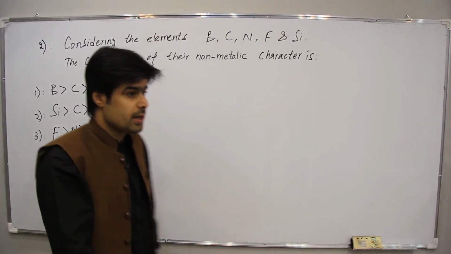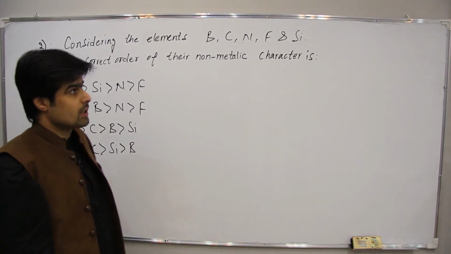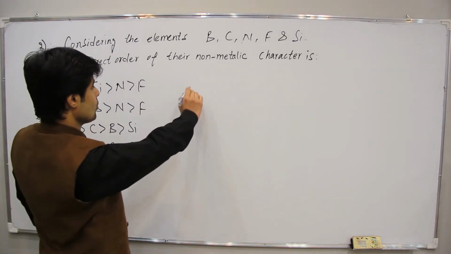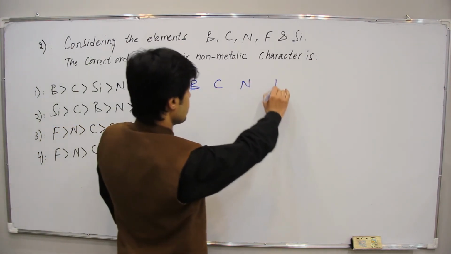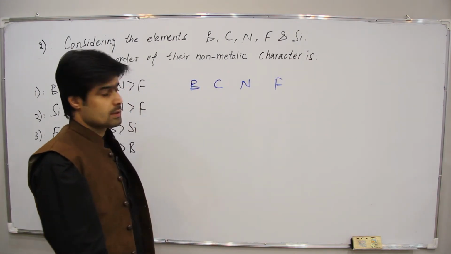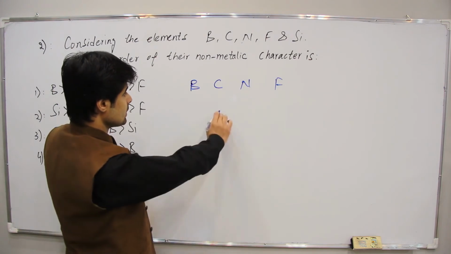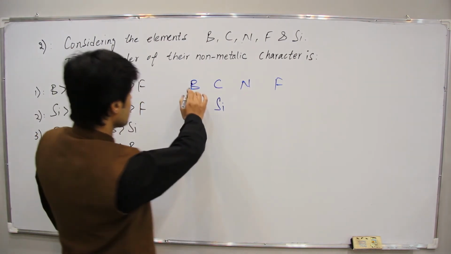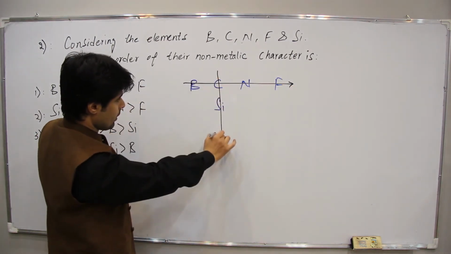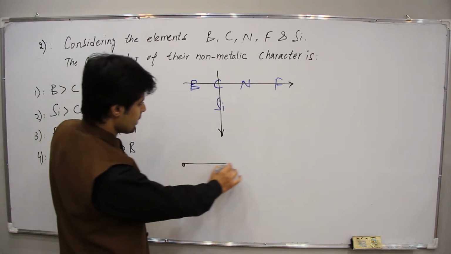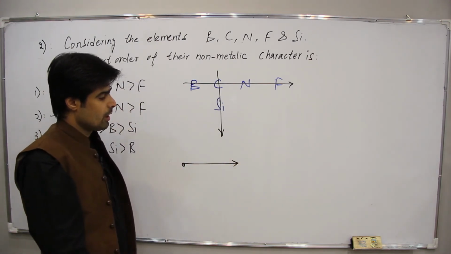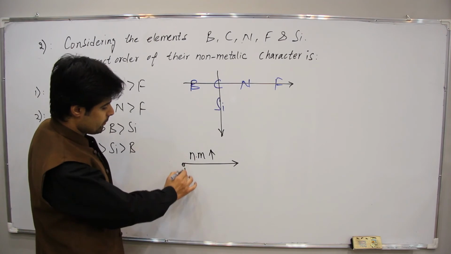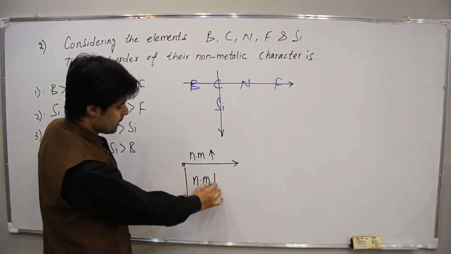Question number 2. Considering the elements boron, carbon, nitrogen, fluorine and silicon, the correct order of their non-metallic character is. I think boron, carbon, nitrogen and fluorine are in the second period, in the same period, and silicon is in the group of carbon. Now the question has been asked in a period, also in a group. Whenever you want to compare the non-metallic character in a period, from left to right, non-metallic character is increasing, and from top to bottom, non-metallic character is decreasing.